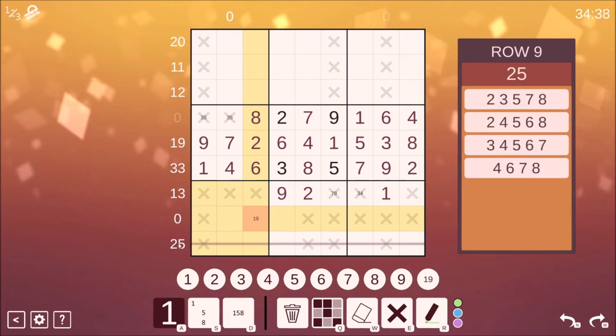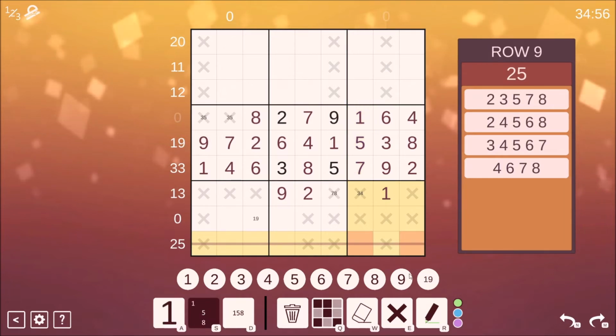Now, looking back at this 25 clue, let's see if there's anything else that we can do with that. Well, one thing we do know is that we would have to have a 9 over here, because we can't have just spots over here filled. We'll have to bridge this gap with a 9 over here, leaving a 1 somewhere down here.